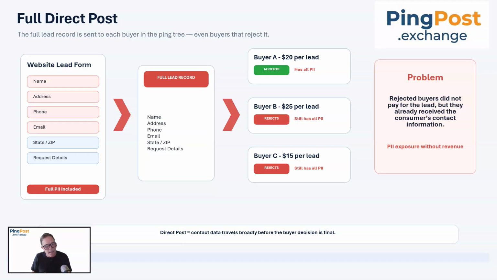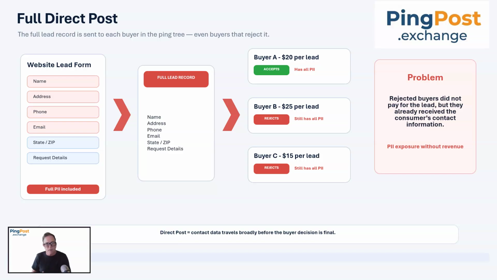buyer B is paying $25 per lead, and buyer C is paying $15 per lead. But what happens in a full direct post? Somebody fills a form out and you are pinging the data to each buyer to see if they will accept or reject. Why would they reject a lead? It might be a duplicate for some reason. Maybe it's out of their zip code. Maybe they've reached their lead cap for the day on how many leads they want to buy, so they're just returning a reject. Now, in this example here, buyer A wins the lead at $20. Buyer B at $25 per lead rejected the lead. And buyer C at 15, the lowest bid, rejected the lead as well.